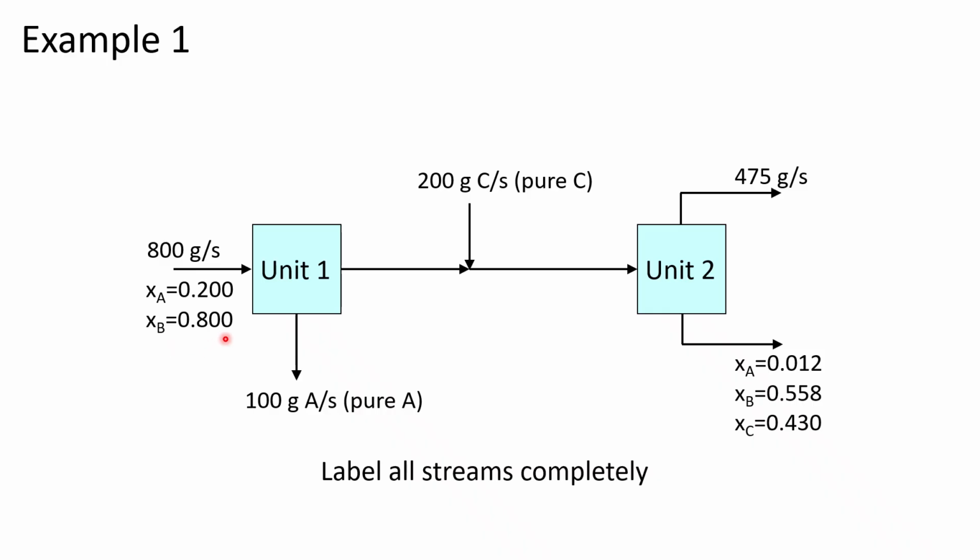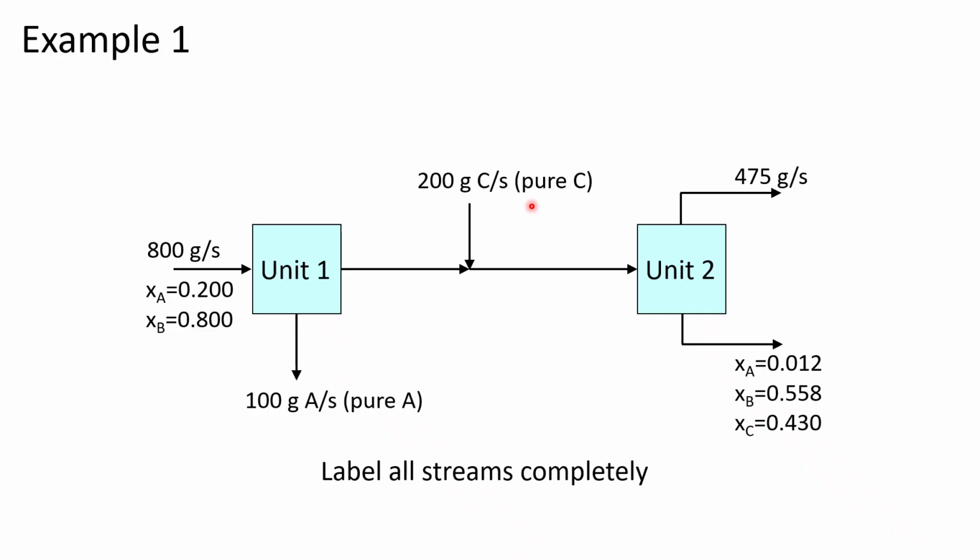Let's start with the feed to unit 1, this stream here. This stream looks fully specified. If you look at it, a flow rate is given, 800 grams per second, and we have a composition, a mass fraction of A and B given, which sum to 1.